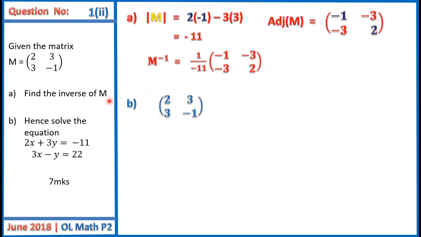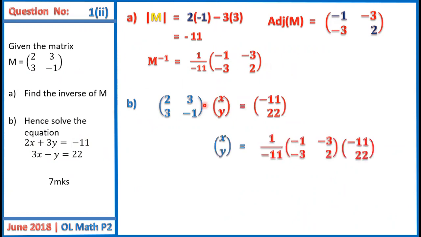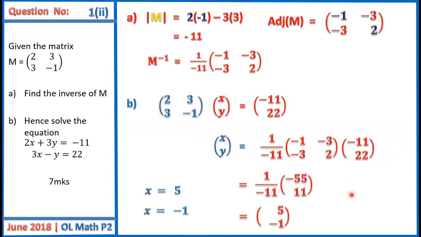To solve the equation, this is the coefficient matrix 2, 3, 3, minus 1, right? So I'm just going to take my inverse and multiply it with this constant matrix minus 11, 22. So x, y will be equal to the inverse matrix, this is it, times the constant matrix. We open out and multiply, and we will have x equals 5 and y equals minus 1.